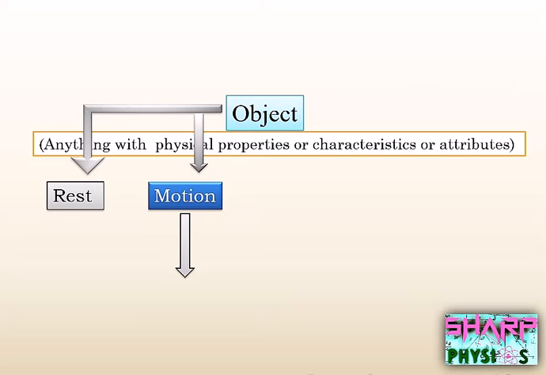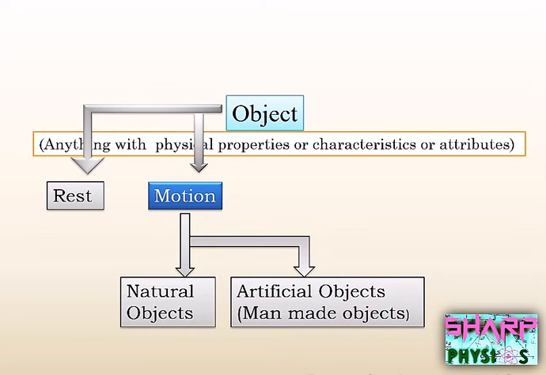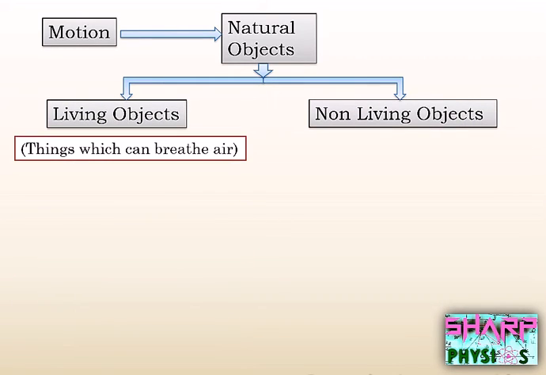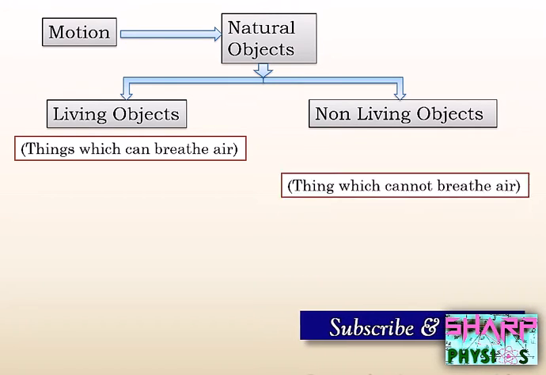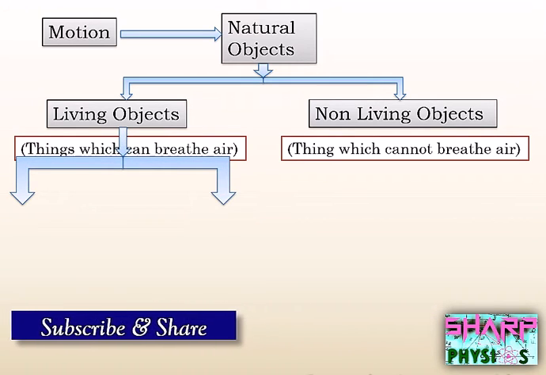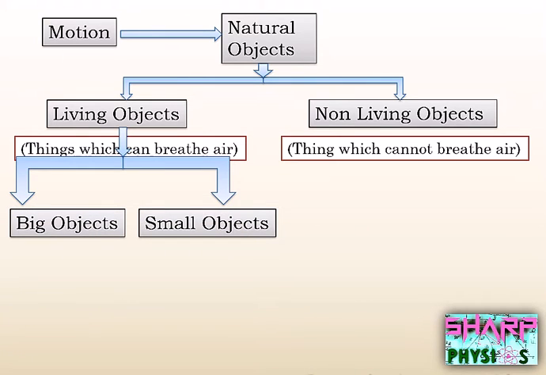We can see around us that objects are in motion by means of their position change. Just like objects at rest, objects in motion can be classified into two types, natural objects and artificial objects. We can again classify the natural objects into two types, living objects and non-living objects. The objects that breathe air are called living objects. An object which does not breathe is called a non-living object. Living objects can be classified again into two types, big objects and small objects.